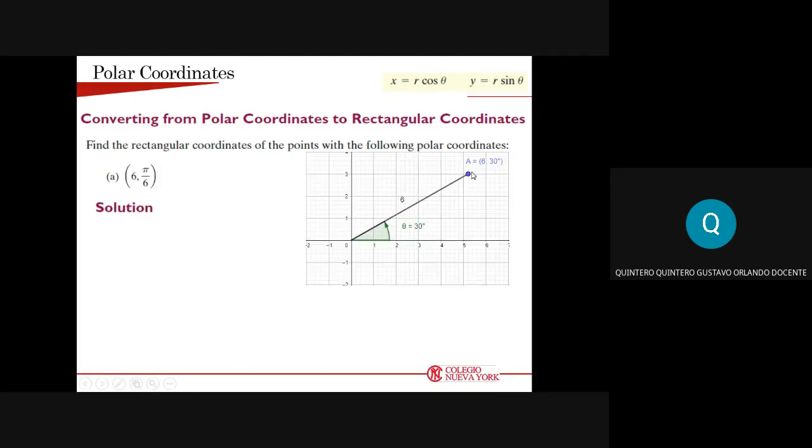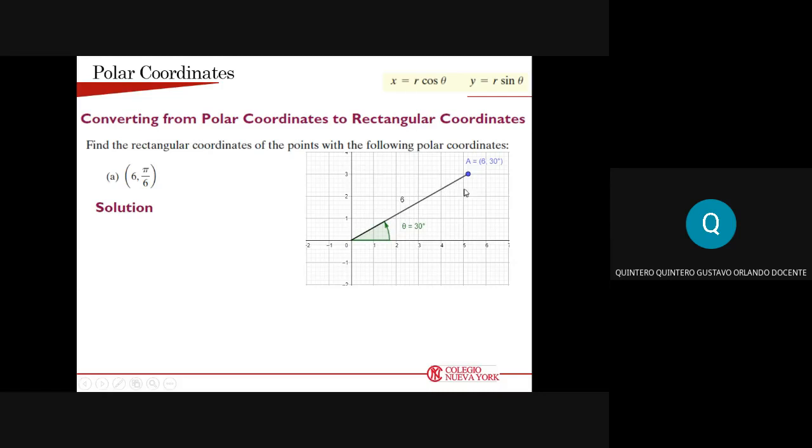Solution. If we plot this point, this is exactly the location. Look, 6, 30 degrees. I know this is 30 degrees because I just did this change in my mind. Pi over 6 is 30 degrees. Now, if you still cannot do the change from radians to degrees in your mind, that's okay. Just use the formula and use a calculator. It will give you that this is 30 degrees.